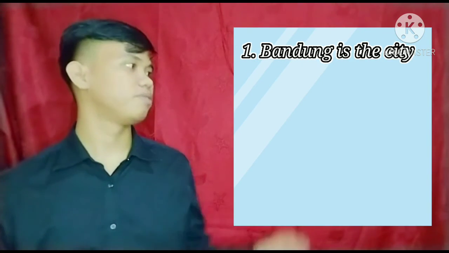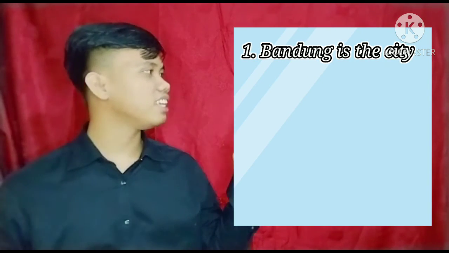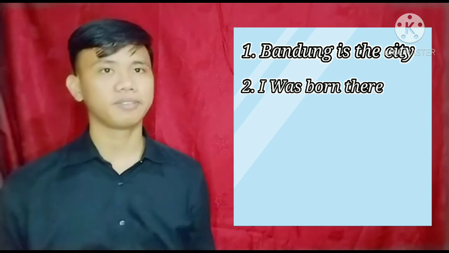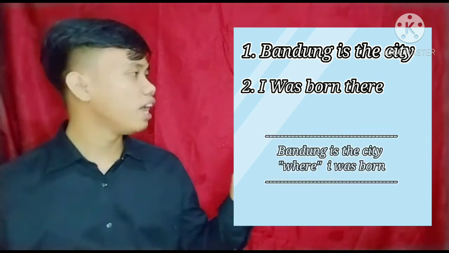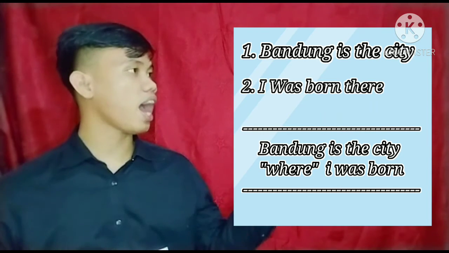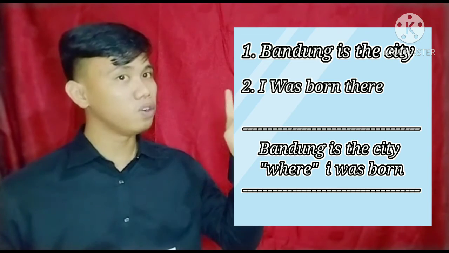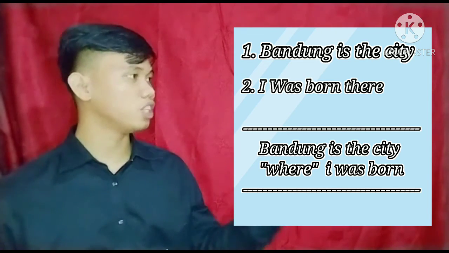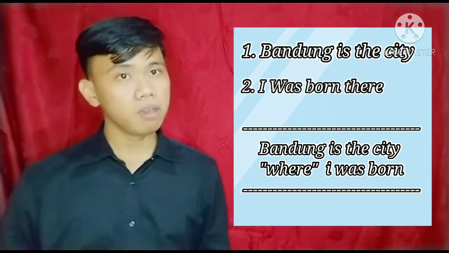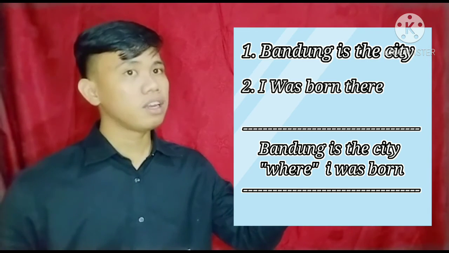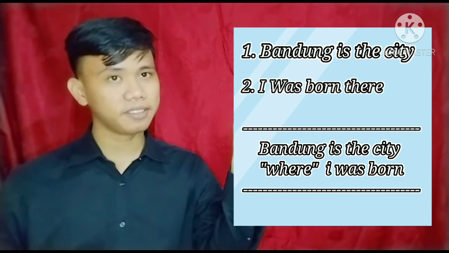Example, I have two sentences again. The first sentence is: Bandung is the city. The second sentence is: I was born there. So we can make the relative adverb: Bandung is the city where I was born. We can underline where. Why? Because where describes that Bandung is a place.